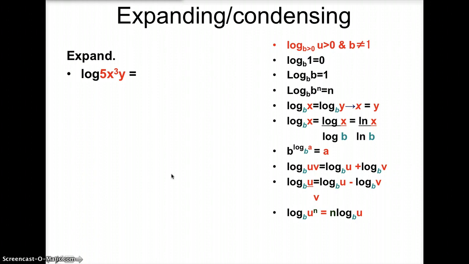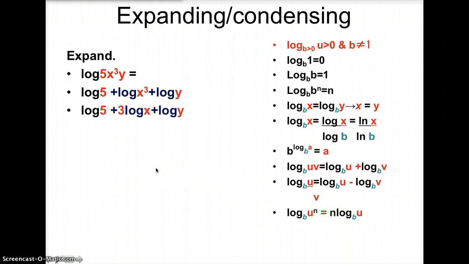So I have all multiplication here, 5 times x cubed times y. So this would expand to log base 10. Notice the base was not determined here. It is base 10 then, times log of x cubed. And then we want to take care of this cubed here using this rule and pulling it out to the front. The power rule pulls it out to the front. So this would be an expanded log.